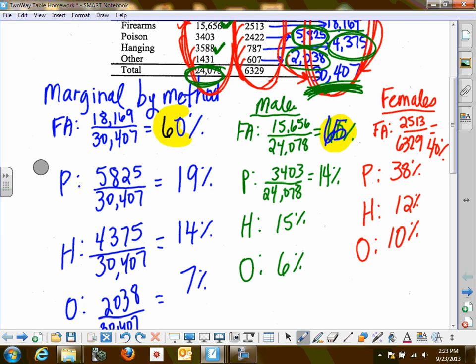So back to our conclusion. I can see that because males have a rate of usage of firearms at 65%, and overall firearms are used at a rate of 60%, then what's happening? I can say that males are what? They're more likely to use firearms. Good. They are using firearms at a higher rate than firearms overall. In fact, there are 8 statements that could be made. Let's say a couple more of those.